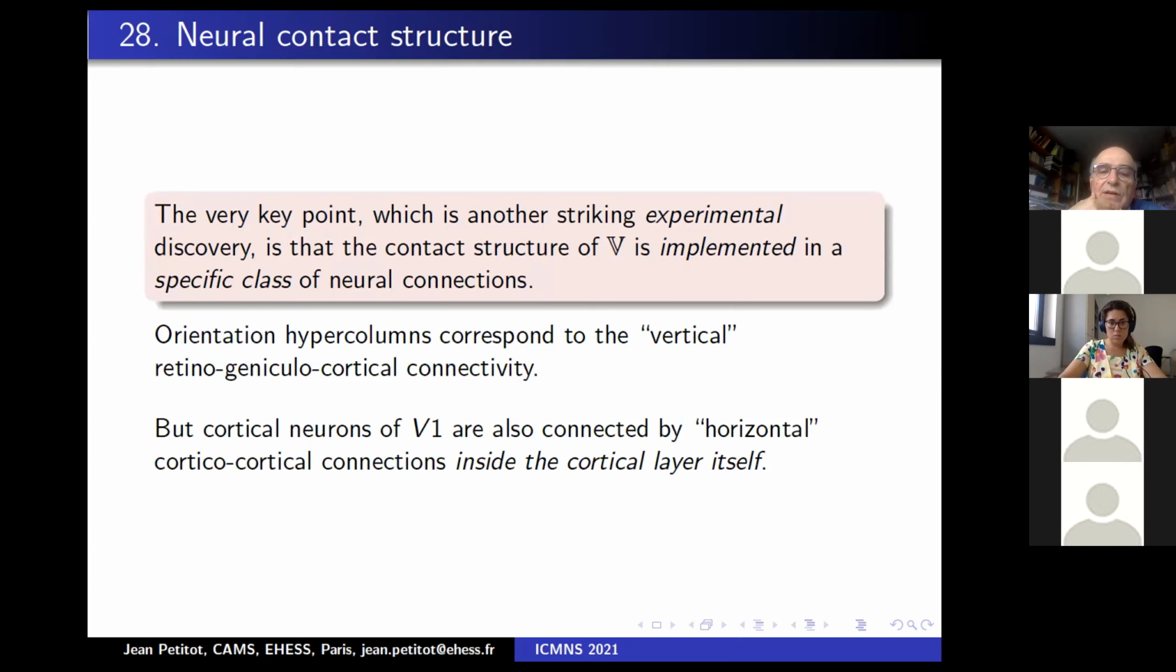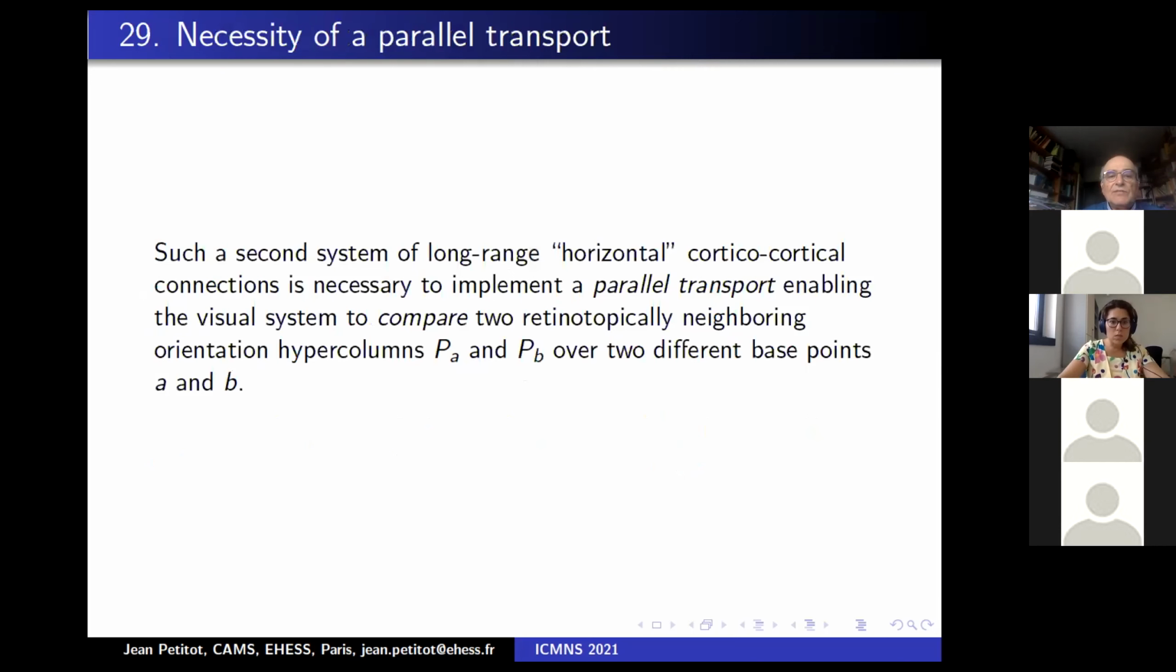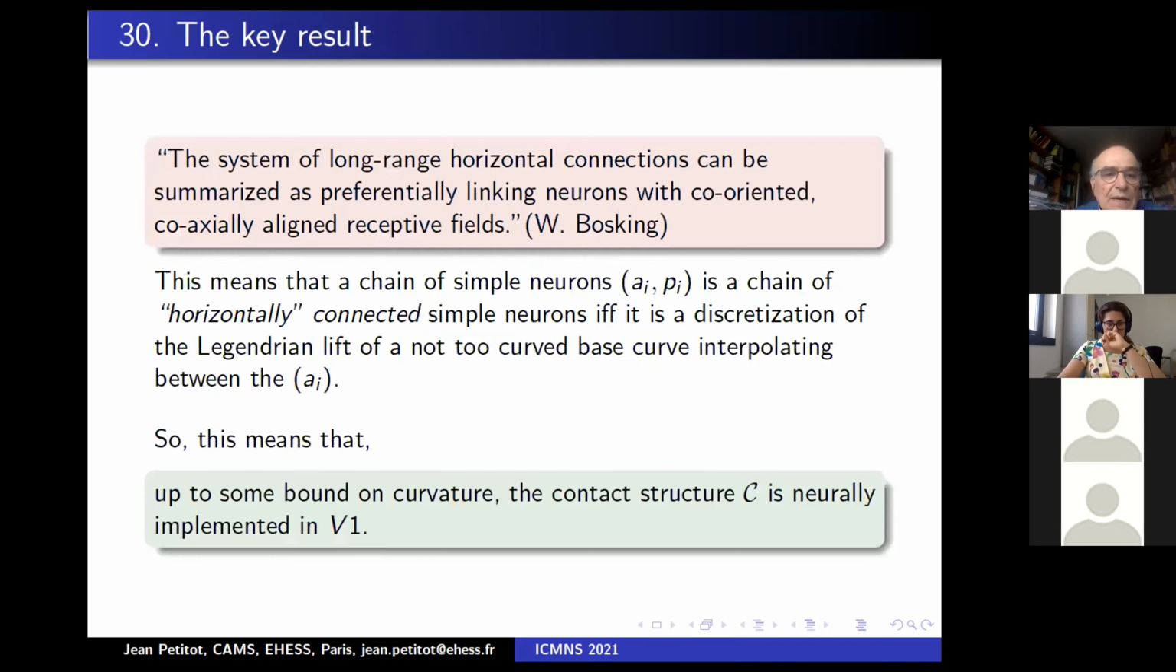Orientation hypercolumns correspond to the vertical retinogeniculocortical connectivity, but cortical neurons of V1 are also connected by horizontal cortico-cortical connections inside the cortical layer itself. And such a second system of long-range horizontal cortico-cortical connections is necessary to implement a parallel transport, enabling the visual system to compare two retinotopically neighboring orientations, hypercolumns P and P', over two different base points A and B.